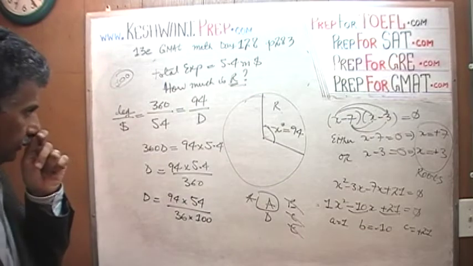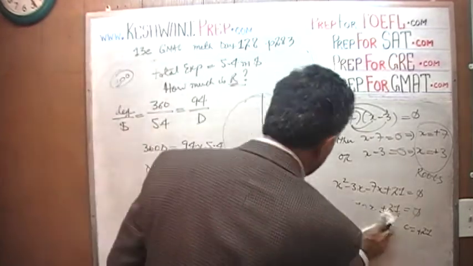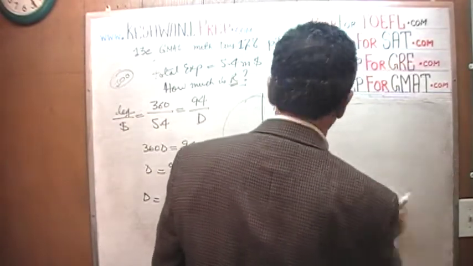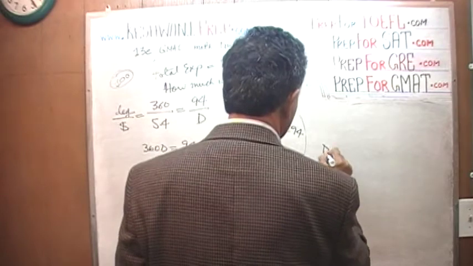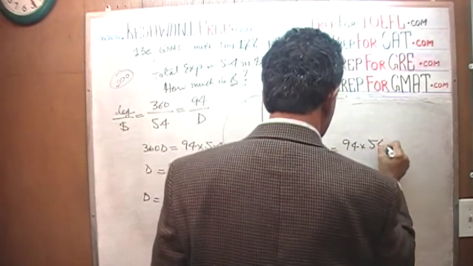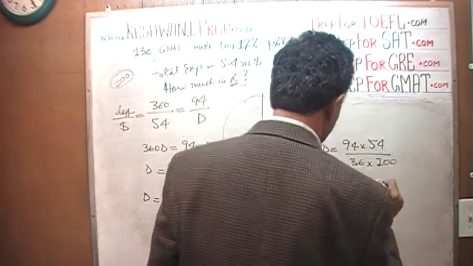Now let's see what we can do. I'm going to do it right there because we need a lot of room. We're going to do the calculation right there. D equals 94 times 54 over 36 over 100. Let's see what we can do.